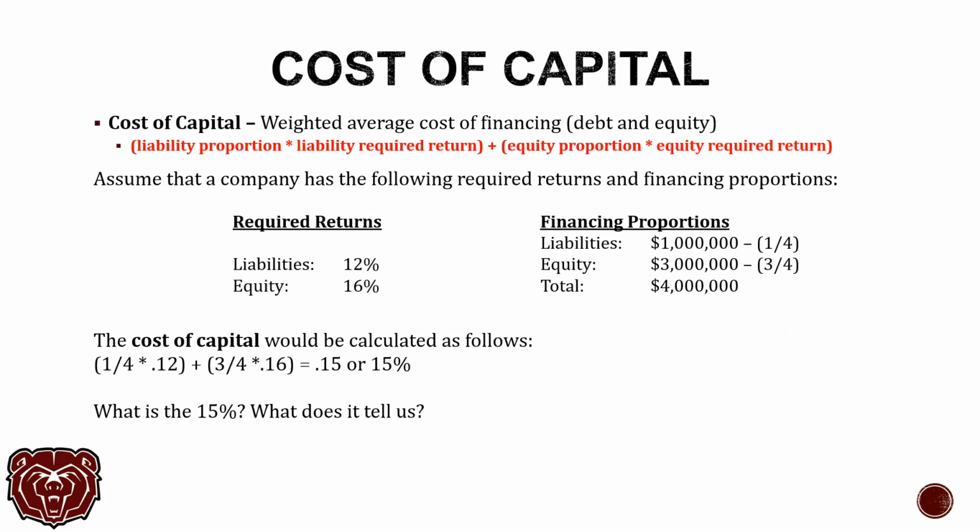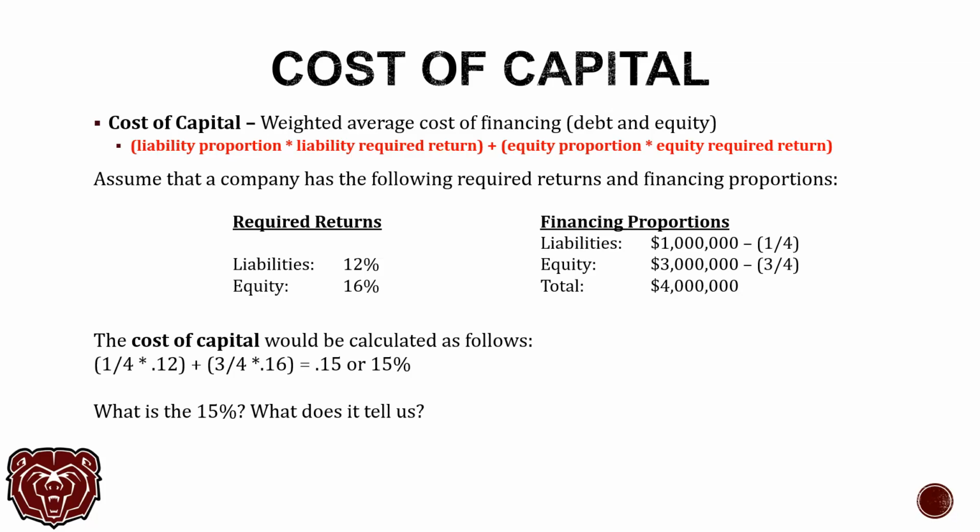So remember, cost of capital is the weighted average cost of financing, your debt and your equity. You find it by taking your liability proportion, multiplying it times your liability required return. Then you add that to your equity proportion multiplied by your equity required return. So look at an example. It'll make more sense if we actually just look at some numbers here.